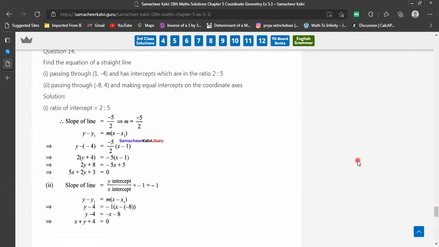Find the equation of a straight line which passes through 1 comma minus 4 and has intercepts which are in the ratio 2:5. I said intercepts are in the ratio 2:5. What do you mean by this? What do you mean by ratio of intercept?